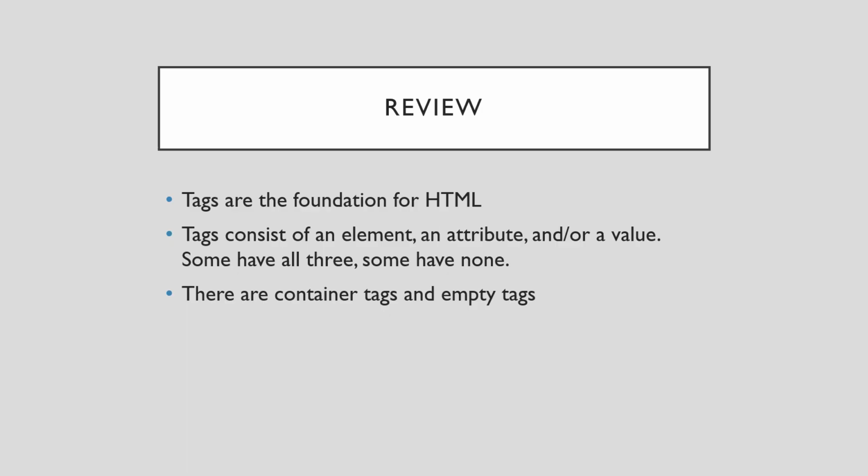So in the last class we talked about tags and the foundations for them. We also talked about an element, what the tags consist of. They have an element, an attribute, and a value in that order. Some will have all three. Some will usually only have one. Occasionally you might find it's with none, but there's usually always at least one.